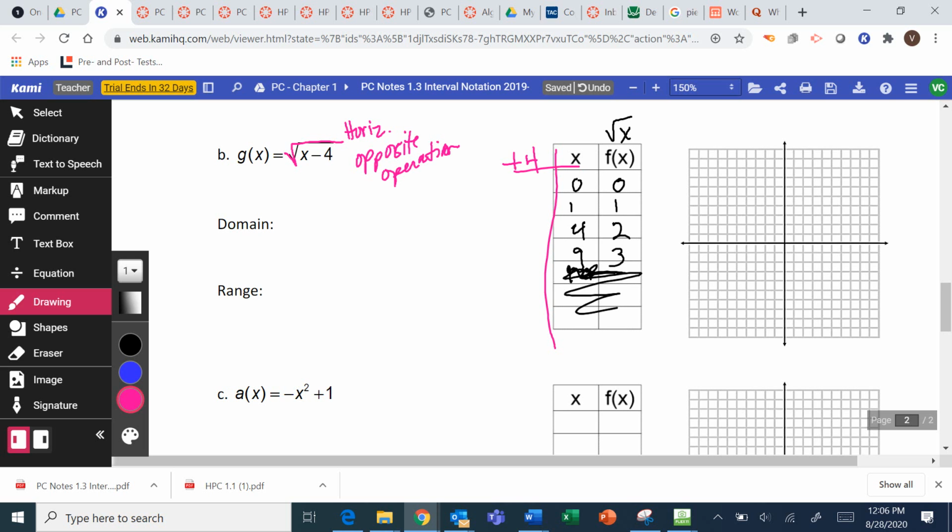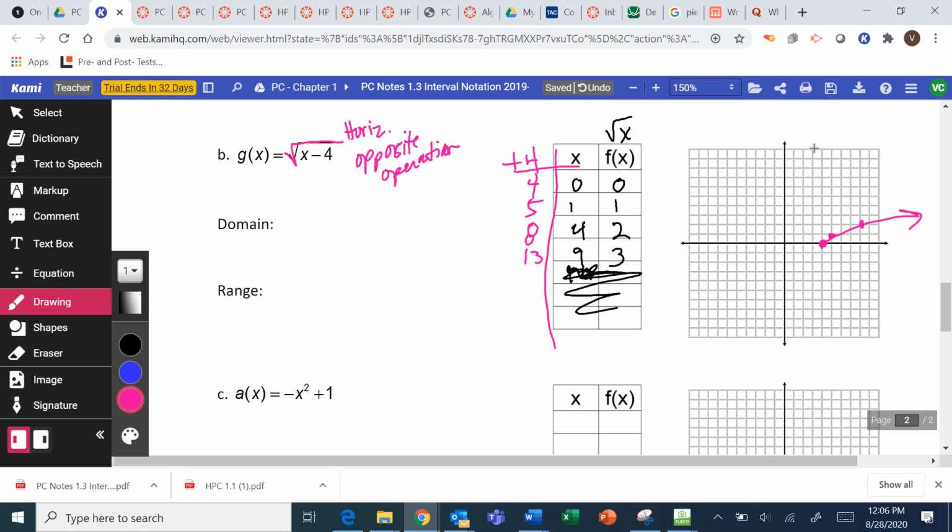All right, so we got 4, 5, 8. That one's even off the graph. 0, 5, 1, 8, 2, and then the other one's way off the graph. But really, I'm just using this to practice graphing, but also to find our domain and range.